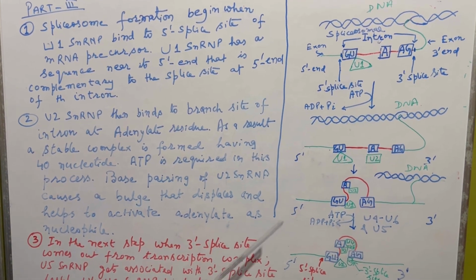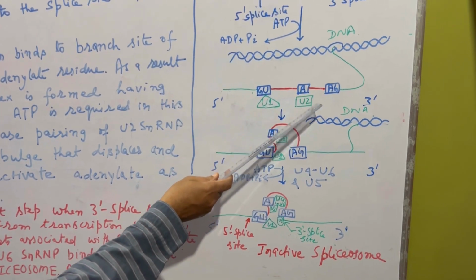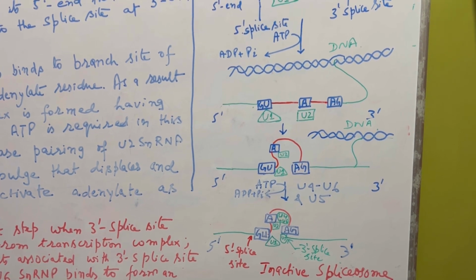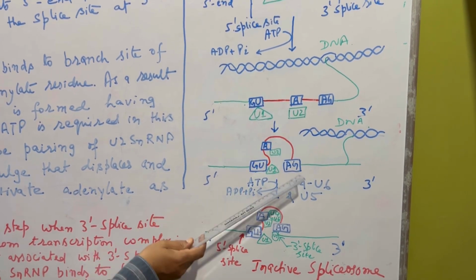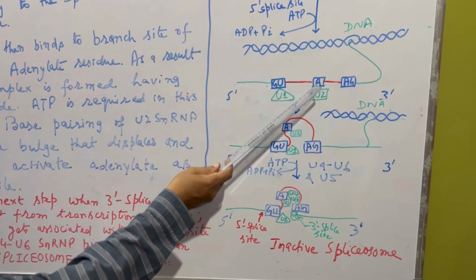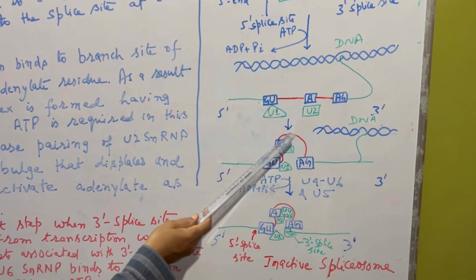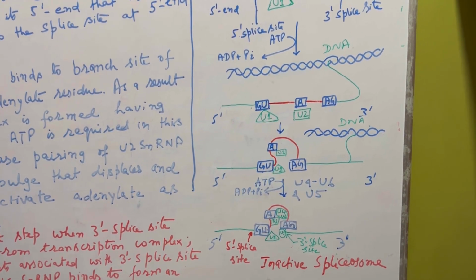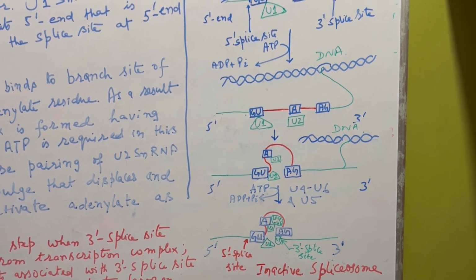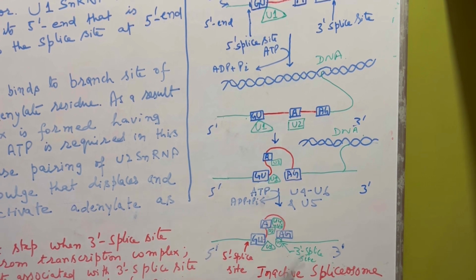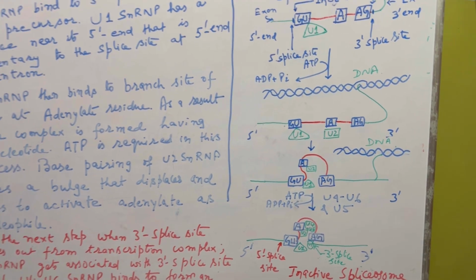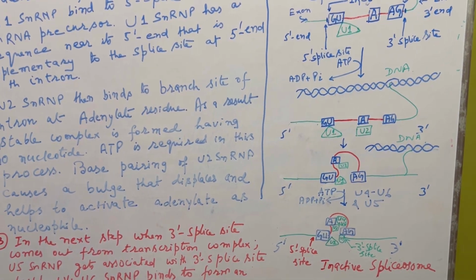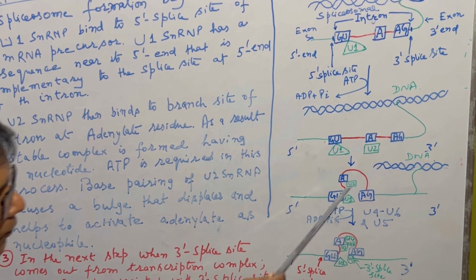Now the base pairing occurs between U2 snRNA and the adenylate residue of the branch site. So what will happen? A bulge will be formed, that is, the adenylate residue will be pushed out. You can see a bulge being created, and this binding also leads to activation of this adenylate residue as a nucleophile. So after this, adenylate is ready to act as a nucleophile.